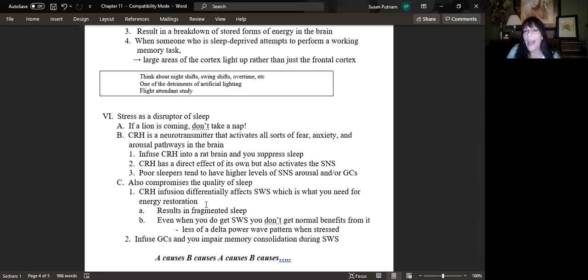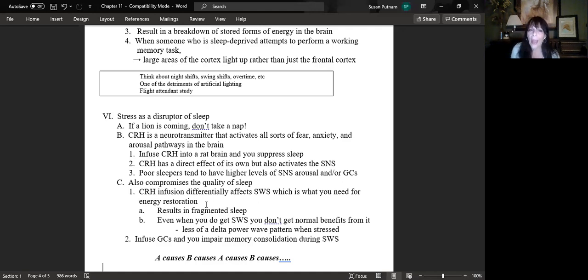CRH not only will suppress sleep, but actually compromises the quality of the sleep that you do get. CRH infusion into the rat brain actually affected slow wave sleep more than other stages. And slow wave sleep is what you really need for energy restoration. This results in fragmented sleep, and I will bet there are many of us who would see this kind of fragmented sleep in our own situations.